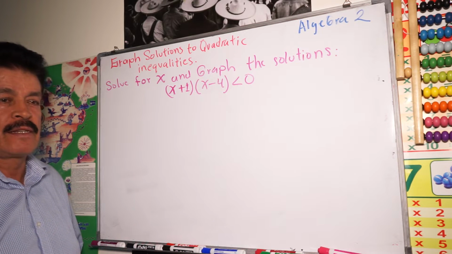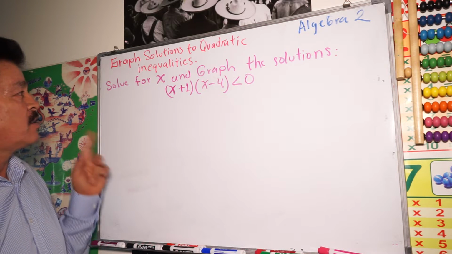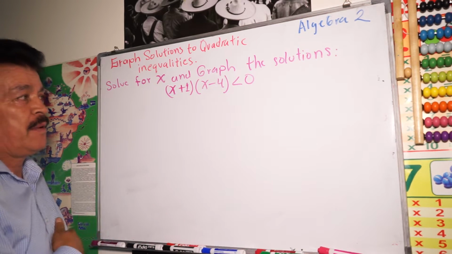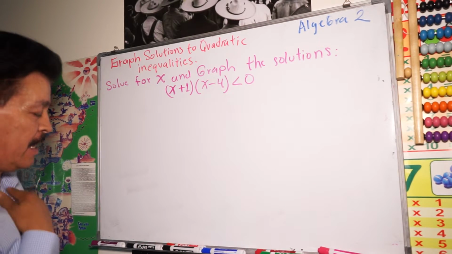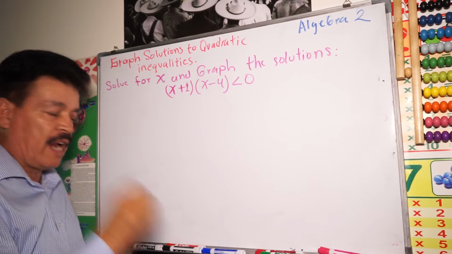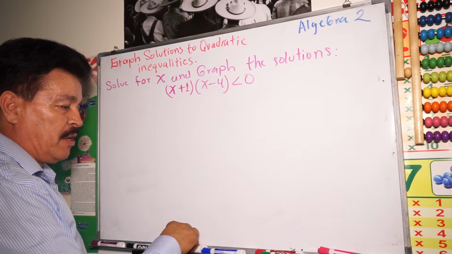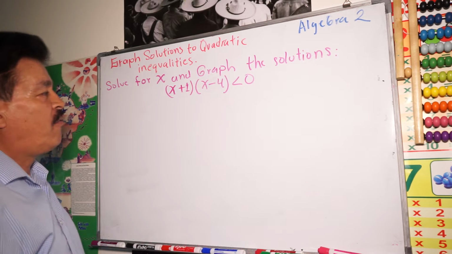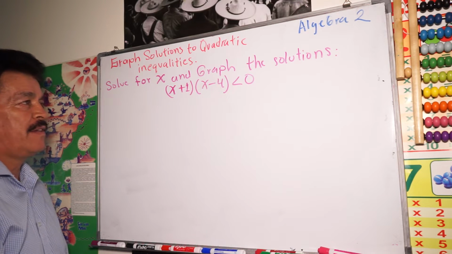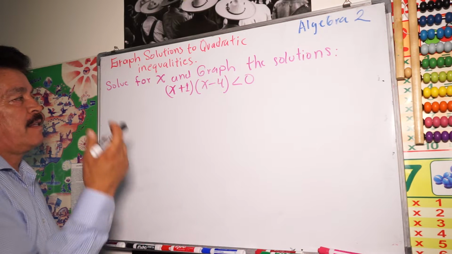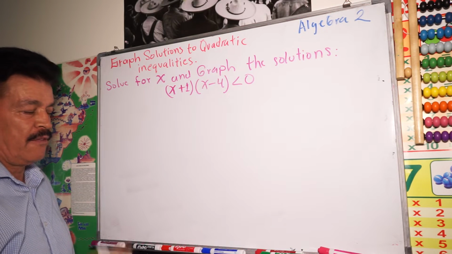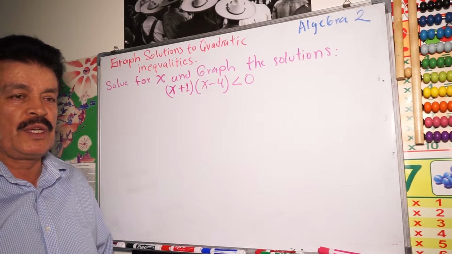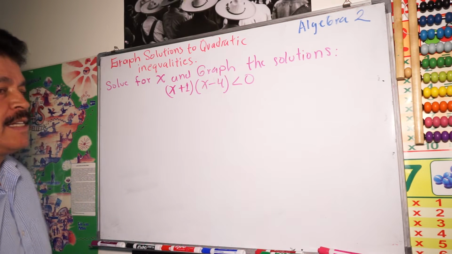Quadratic inequalities. We have one problem here: solve for x and graph the solution. Okay, we have this inequality here, and then we have to graph the solution. So let me show you the strategy to graph this inequality the right way. Okay, the first step that we have to do is create a sign chart.